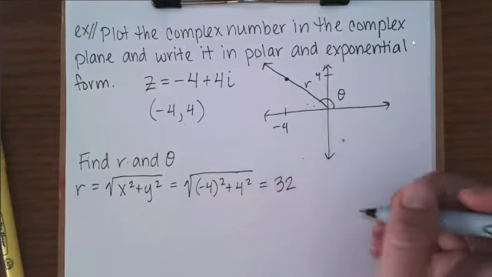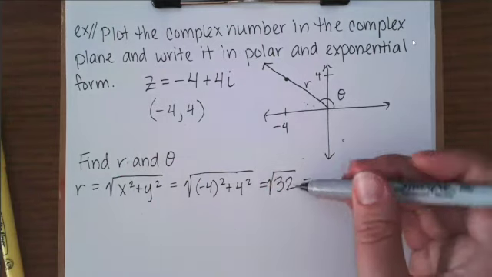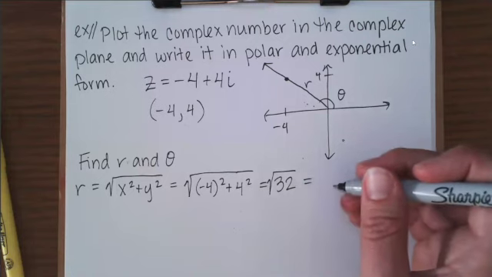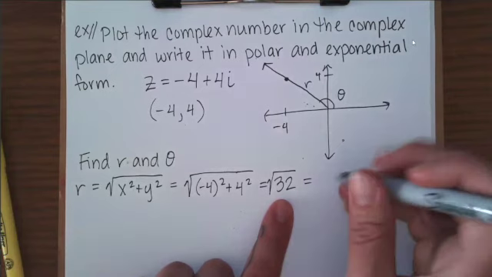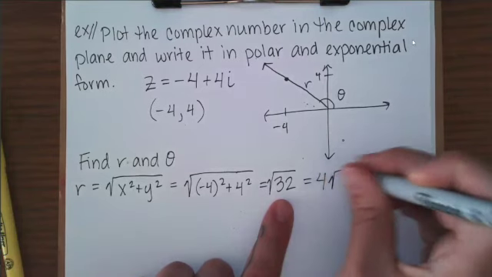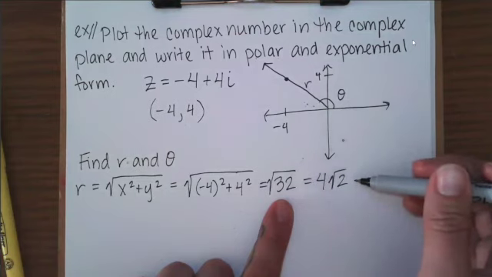Most of these problems are going to ask you to give your answer in exact form. So if you put this in your calculator, depending on the calculator, you might get a decimal approximation. What we need to do is recognize that 32 is 16 times 2. So this simplifies to 4 root 2. If you put this in your calculator, some of them will give you this and some of them will give you 5 point something, which is not exact form. So just be careful, exact form here, you need to leave it in terms of the square root.